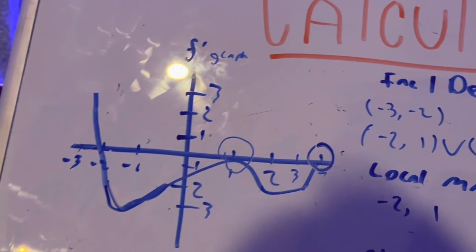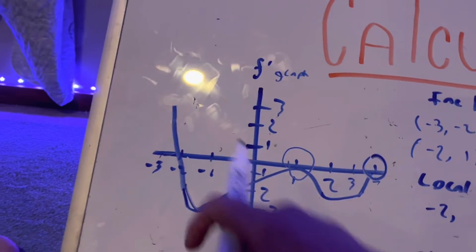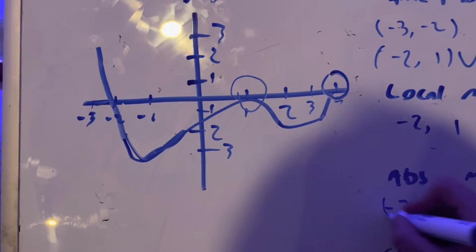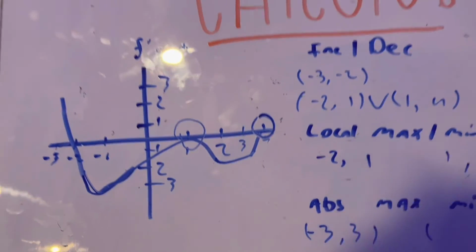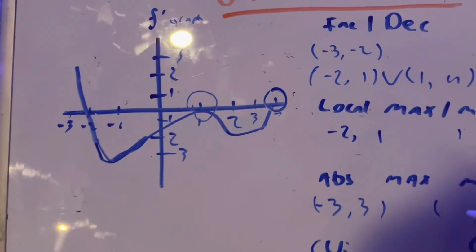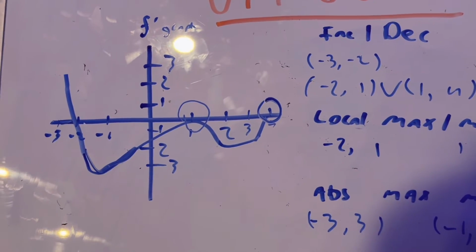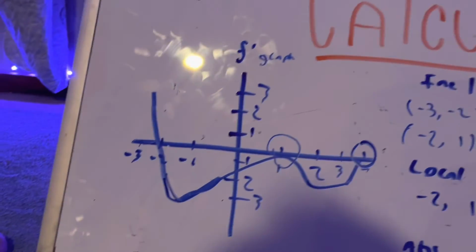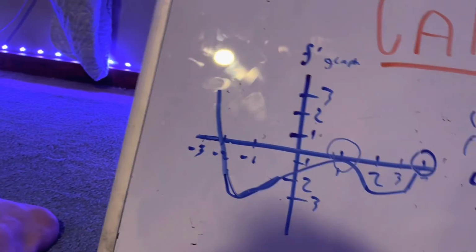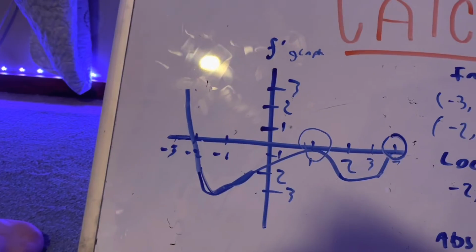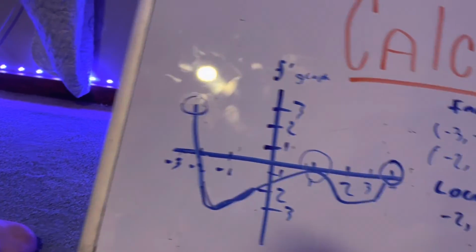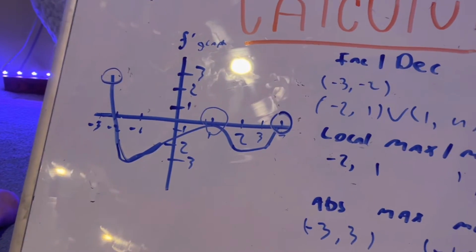Our function's absolute max is -3, 3. And then our absolute min is -1, 2, -2. This is because this is the highest point on our graph and this is the lowest point, and we know that we are allowed to use endpoints on absolute maxes and mins.